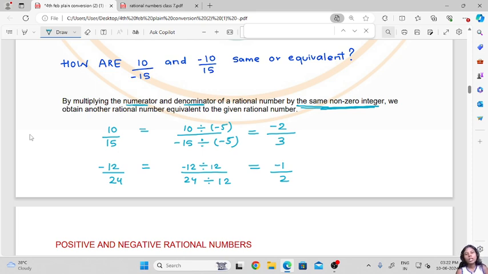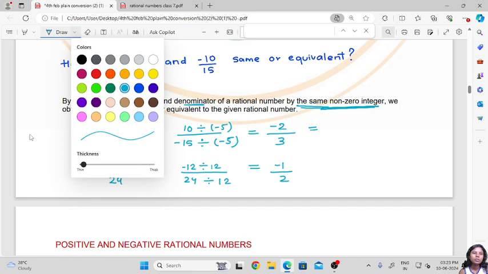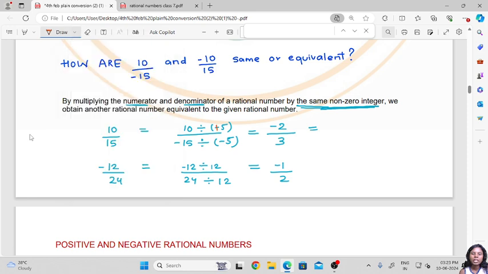Okay, so now let's look at these numbers. Now if this same number I had to divide by a positive 5 and a positive 5, the answer here would be inverse. Say I make it positive. In this case what I would get is 2, and here minus 3. So now these two numbers are equivalent.